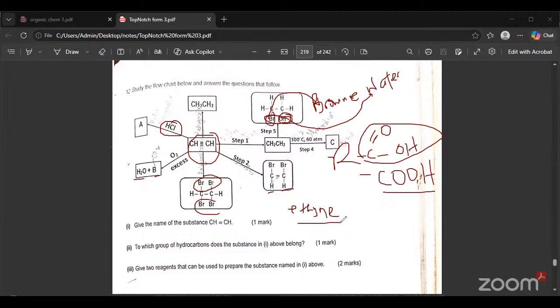Umesahau? Calcium carbide. Calcium carbide and what? Calcium and carbide. You cannot say one, eh? You can't say one. Calcium carbide.